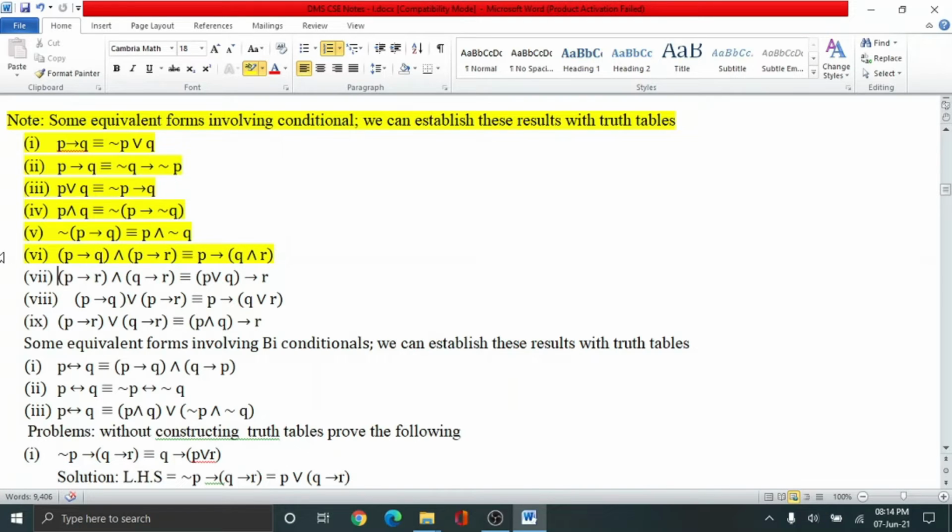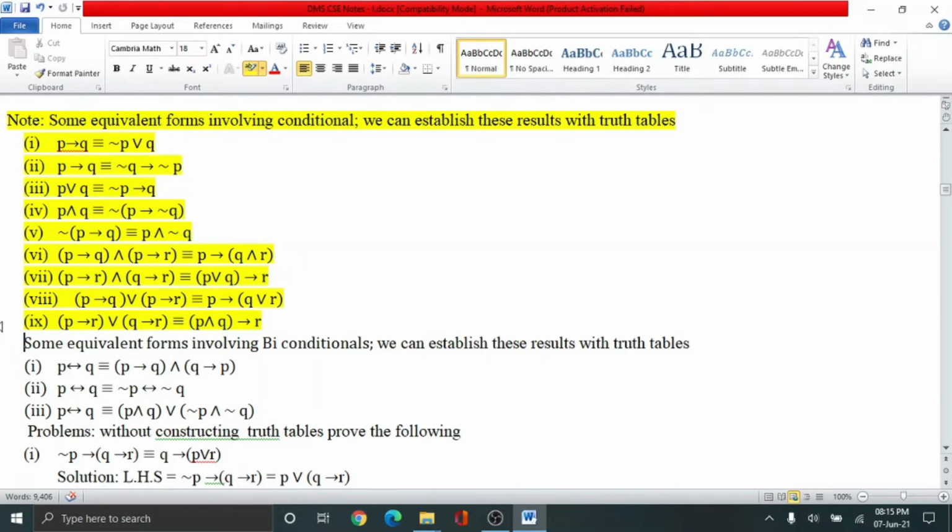And the next one is P implies Q conjunction P implies R is equivalent to P implies Q conjunction R. P implies R conjunction Q implies R is equivalent to P disjunction Q implies R. And the next one, P implies Q disjunction P implies R is equivalent to P implies Q disjunction R. And similarly, P implies R disjunction Q implies R is equivalent to P conjunction Q implies R.